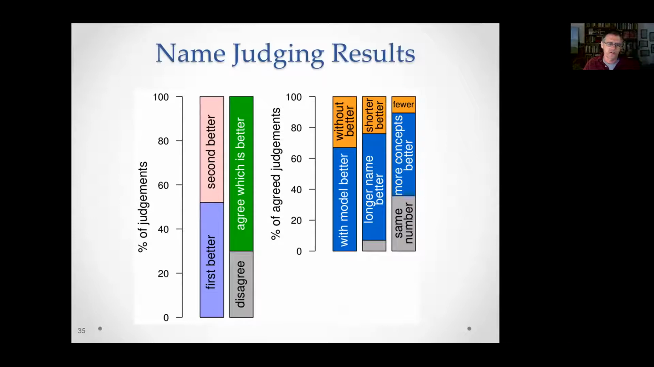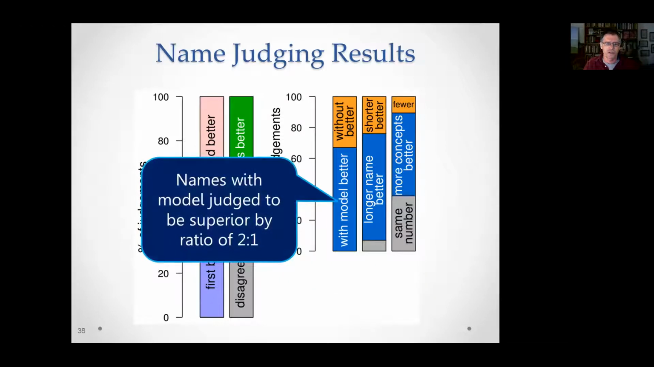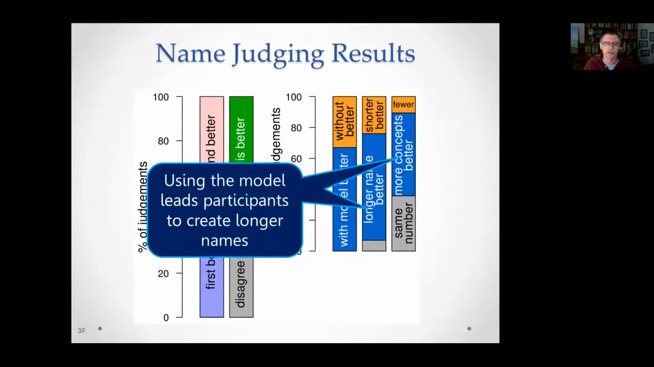Here are the results which we received. First, as a control, we see that the judges did not prefer the first or the second name, but prefer them equally. However, they did tend to agree about which name was better, and they did agree in 70% of the cases. Focusing on these 70%, we find that they preferred the names created with the aid of the model by a ratio of 2 to 1. These names are judged to be superior. We also find that they preferred the longer names, implying that the model helps people create longer names. Recall that this also reflects the names preferred by experts, as we saw in the original experiment.